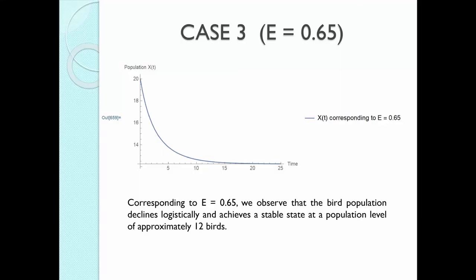Case 3. E is equal to 0.65. Corresponding to this value, we finally solve the differential equation for the third time and plot it to observe that the bird population declines logistically and achieves a stable state at a population level of approximately 12 birds, which is way lower than our previous cases.